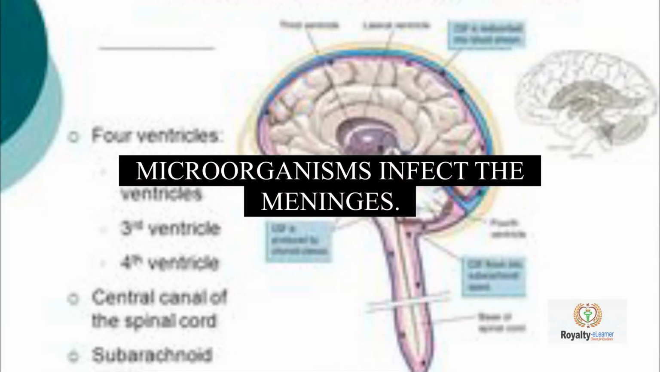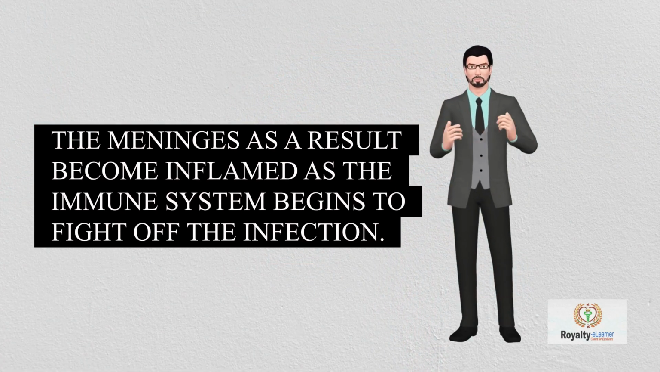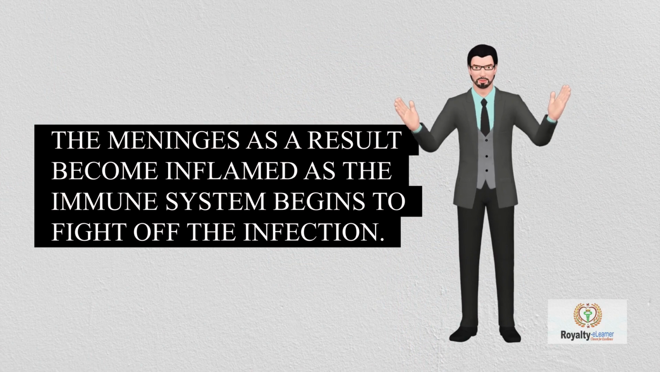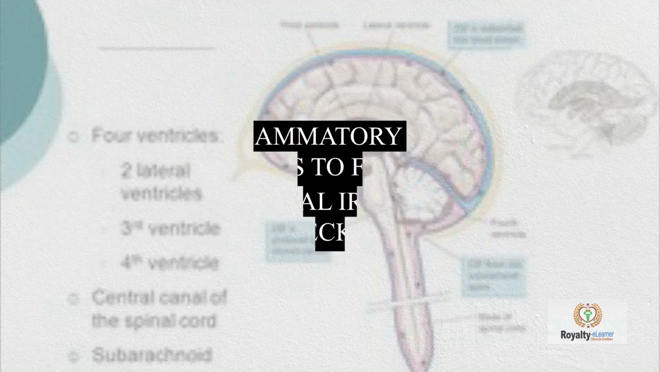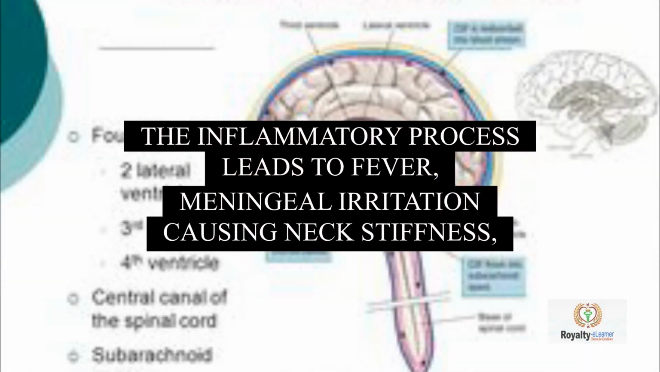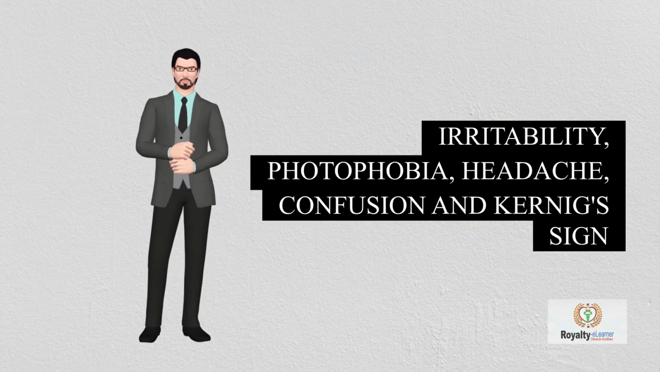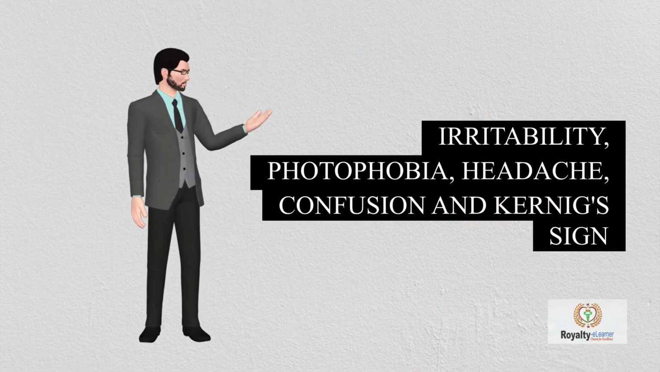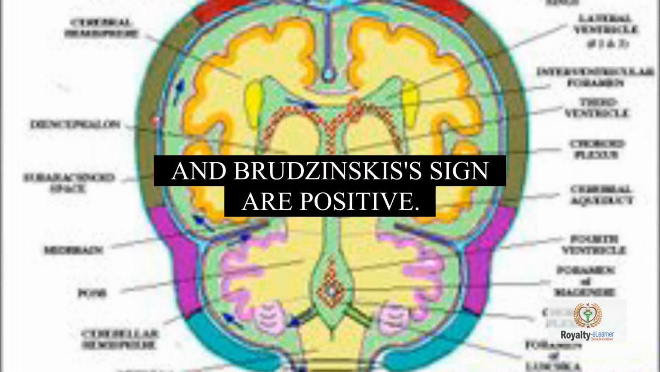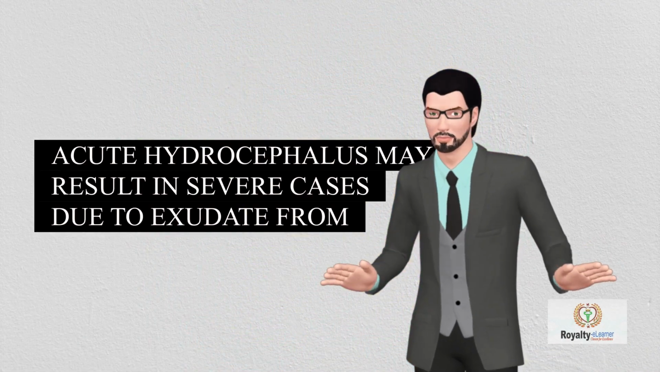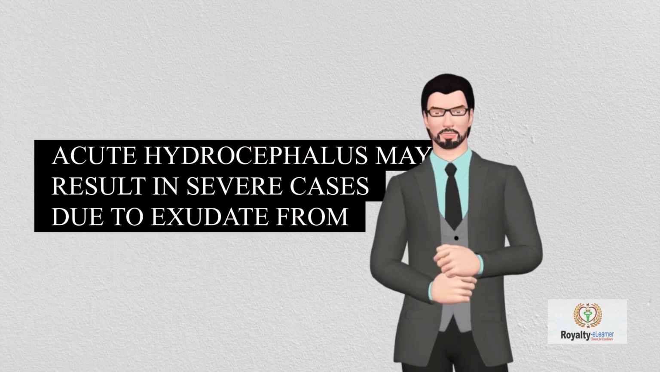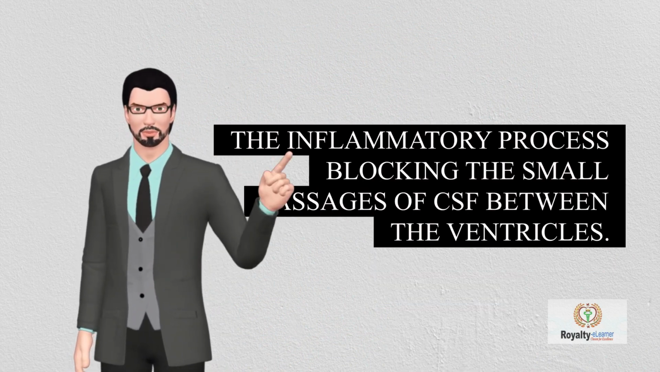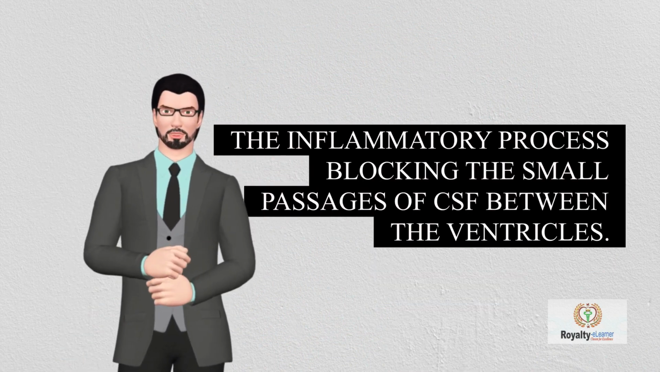Microorganisms infect the meninges. The meninges as a result become inflamed as the immune system begins to fight off the infection. The inflammatory process leads to fever, meningeal irritation causing neck stiffness, irritability, photophobia, headache, confusion, and Kernig's sign and Brudzinski's sign are positive. Acute hydrocephalus may result in severe cases, due to exudate from the inflammatory process blocking the small passages of CSF between the ventricles.